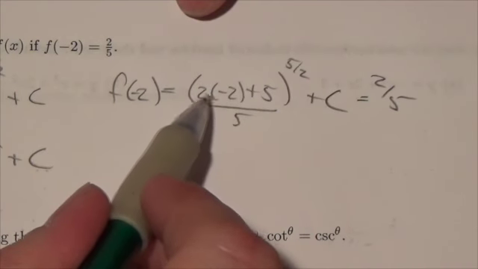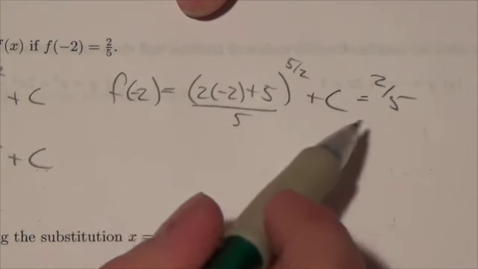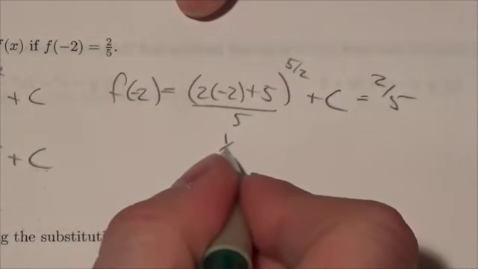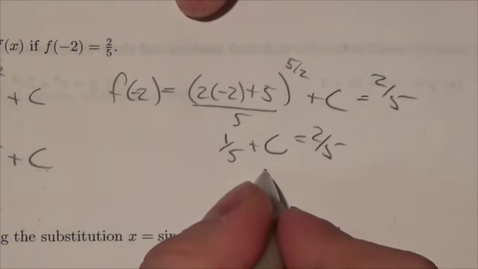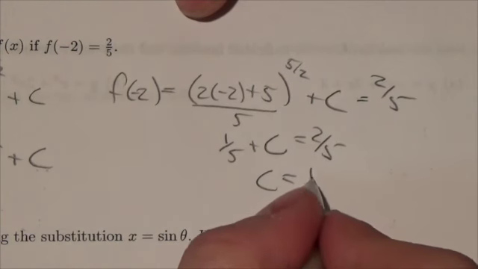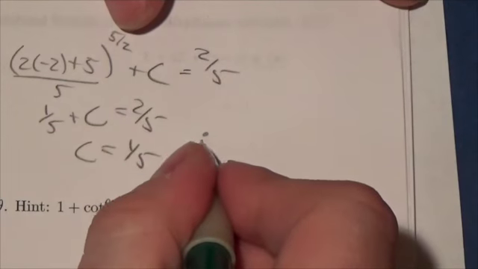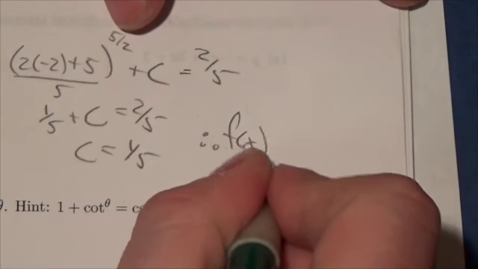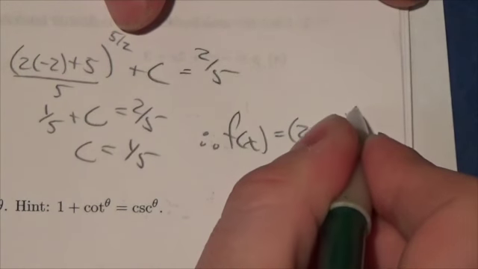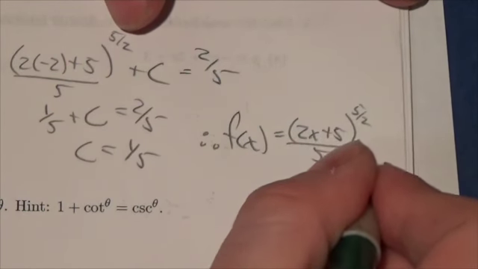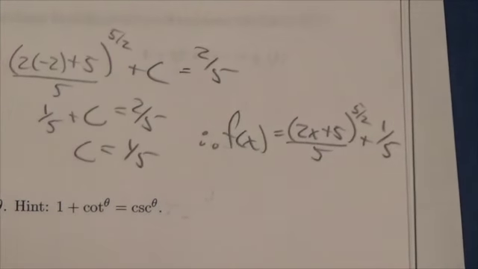Now let's take a look at this. 2 times negative 2 is negative 4, plus 5 is 1, 1 to the 5/2 is 1, so 1/5 plus c is equal to 2/5. I think it's pretty clear that c has got to be equal to 1/5. Now that allows us to conclude that f of x must equal (2x + 5) to the 5/2 all over 5 plus 1/5. There's our expression for f.